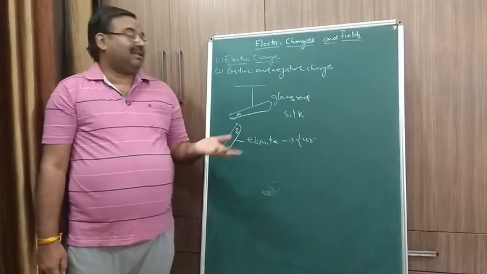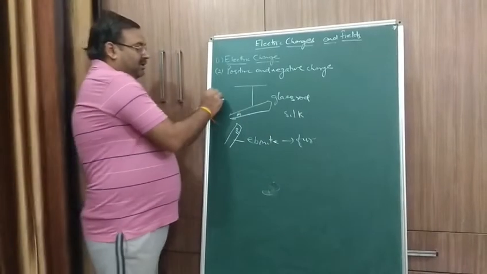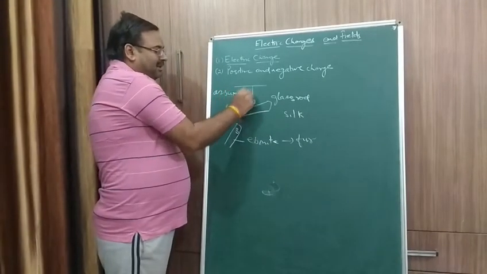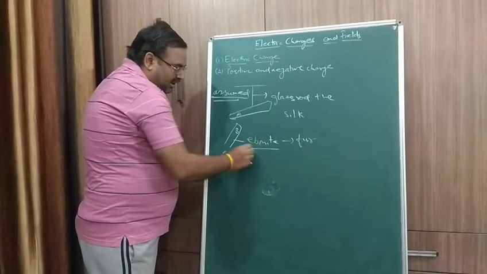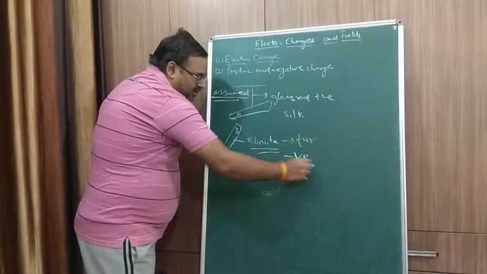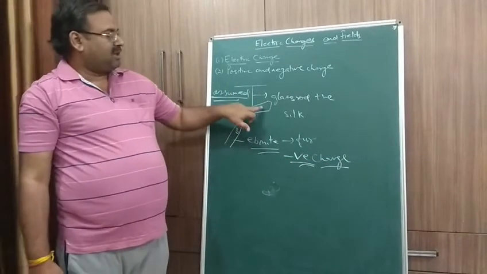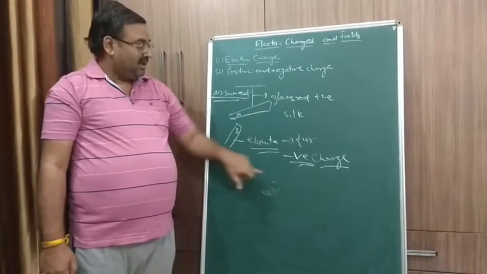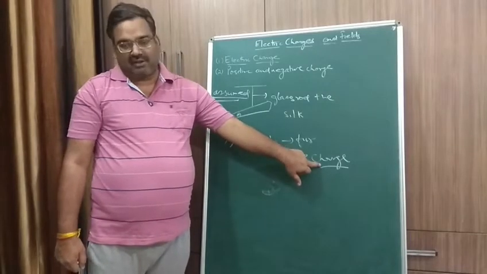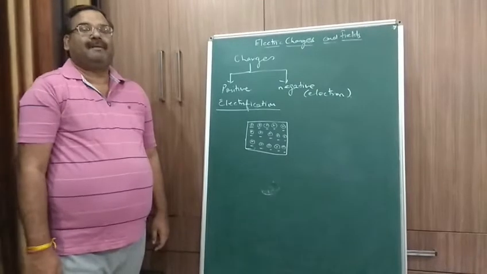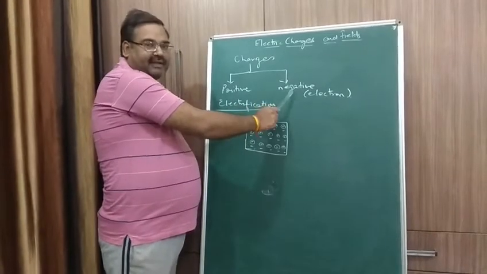Here we cannot say for certain that the glass rod has positive charge and the ebonite rod has negative charge. Here we have assumed that the glass rod has positive charge and the ebonite rod has negative charge. Is it clear? This is all assumption: the glass rod when rubbed with silk has positive charge, and an ebonite rod, when rubbed with fur, acquires negative charge. So what you have learned is that there are two kinds of charges. One is positive charge, another one is negative charge.